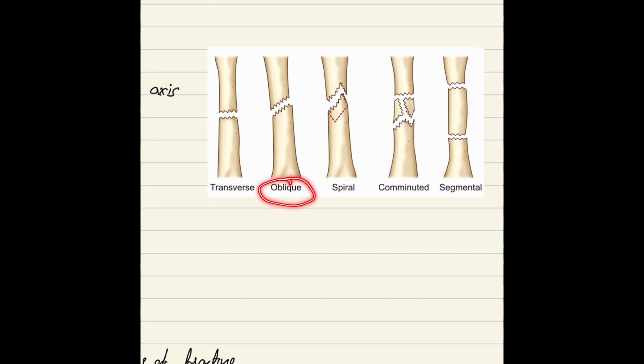In the oblique fracture, the fracture line lies oblique to the axis of the bone. In the spiral fracture, there are different planes of the fracture line. Okay, so this is the spiral fracture. In the comminuted fracture, due to some crush injuries or due to some compression to the bones, the bone will break down into multiple pieces, and that's known as comminuted fracture.